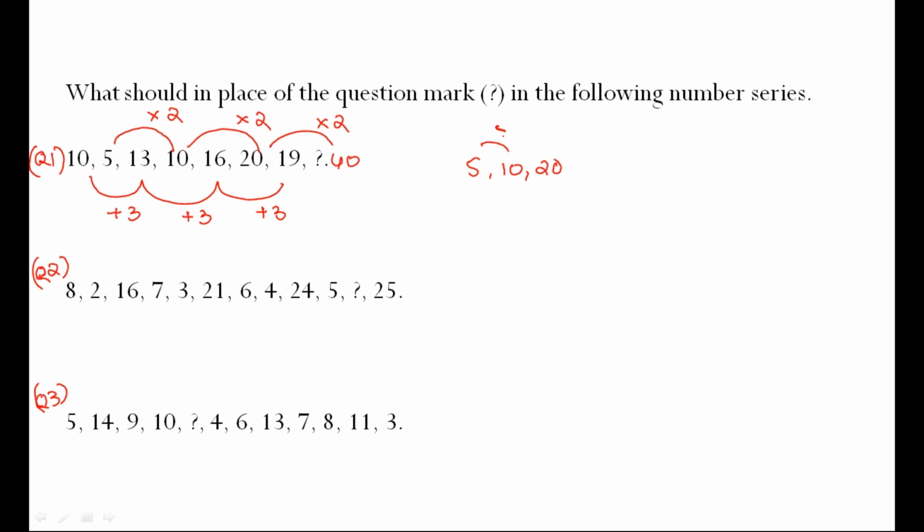Here 5 increased, now 10 increased, next 15 increased. 35. Two answers are possible: either it may be 40 or it may be 35. That depends on the options. It's like 5 increase, 10 increase, then 15 increase. Two logics are possible, 40 or 35, but preferably 40 is the correct answer.